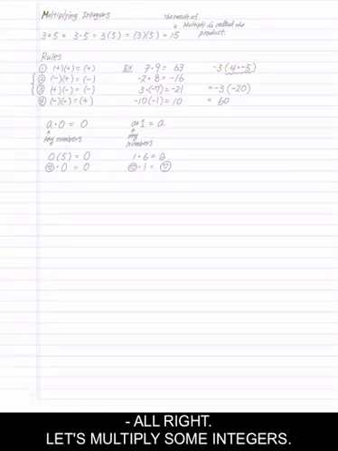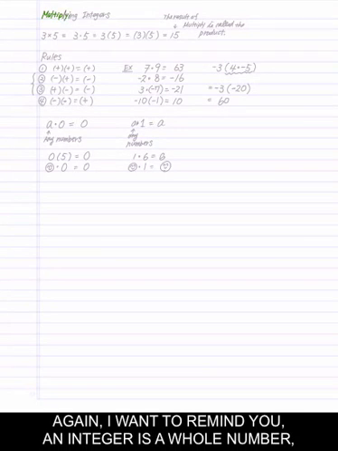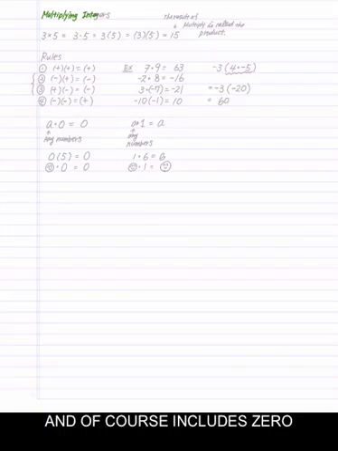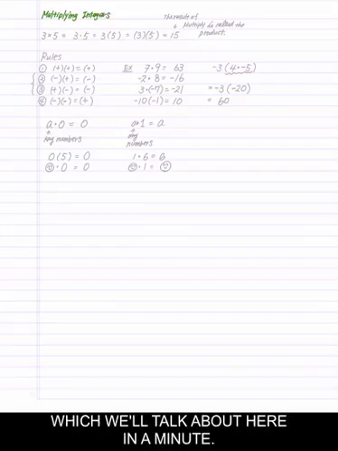Let's multiply some integers. Again, I want to remind you an integer is a whole number, not a fraction or a decimal or anything, that is either positive or negative. That, of course, includes 0, which we'll talk about here in a minute.